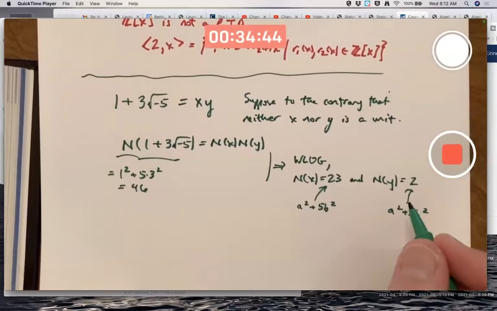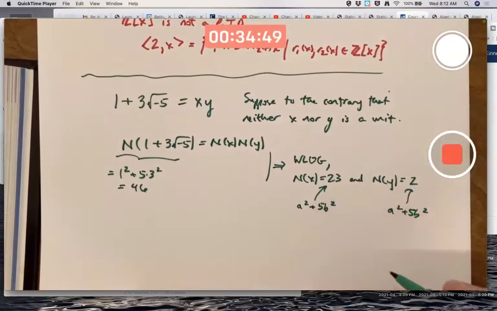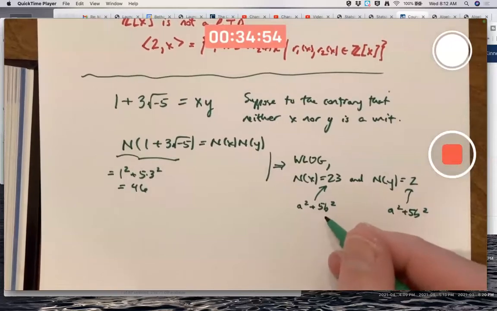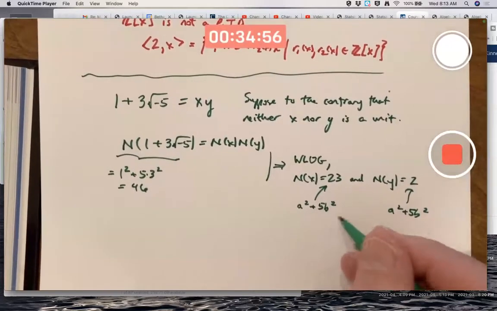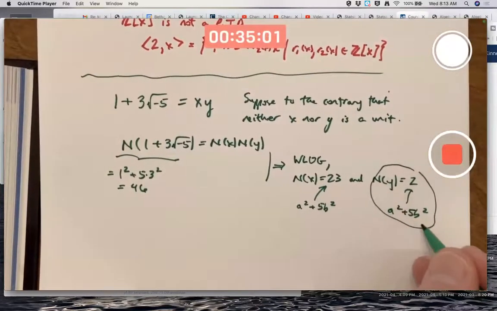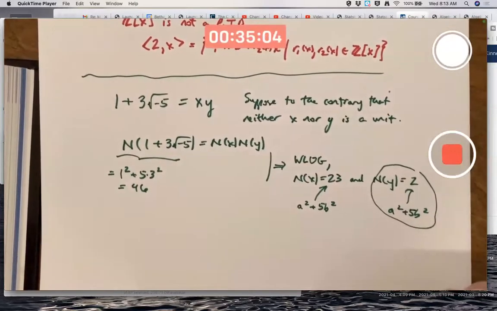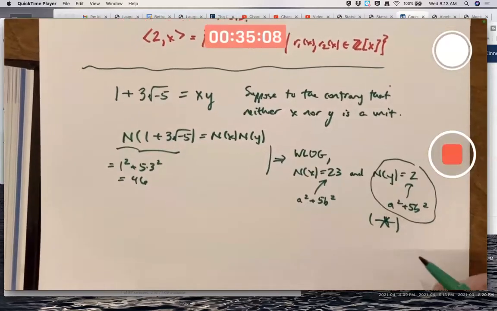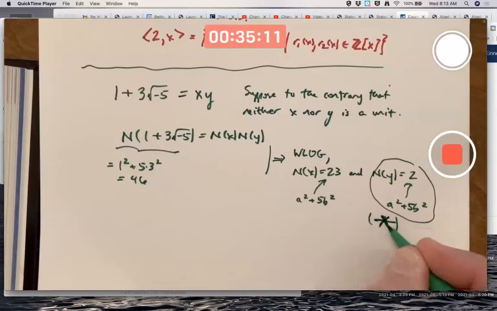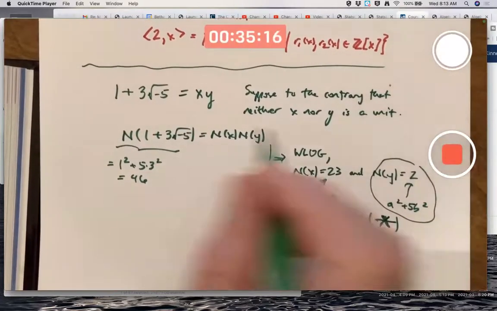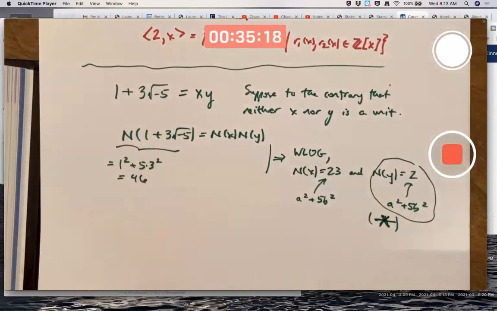The argument's going to be harder if the number is bigger. I mean, there's only a finite number of things to try for a and b, and I'm not going to take the time to try them all. Probably best just to focus on that giving you a contradiction. Clearly, there's nothing you can choose for a and b where this is going to equal 2. And that would be enough to say we've got a contradiction. So this assumption must be wrong, and therefore either x or y is a unit, and therefore 1 plus 3 square root of negative 5 is irreducible.